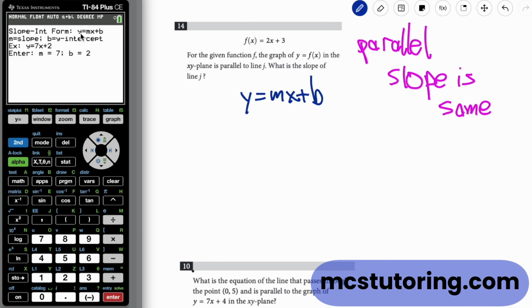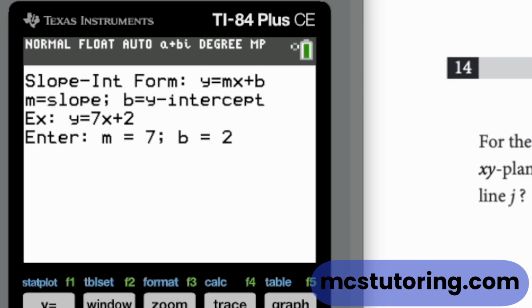Let me show you as an example, if we have y equals 7x plus 2, m is 7 and b is 2, and m is the slope. So what does that mean for us here? That means the slope m equals 2. Also a hint, they use this symbol in your math books, m parallel also equals 2. Okay, so that's what that means.